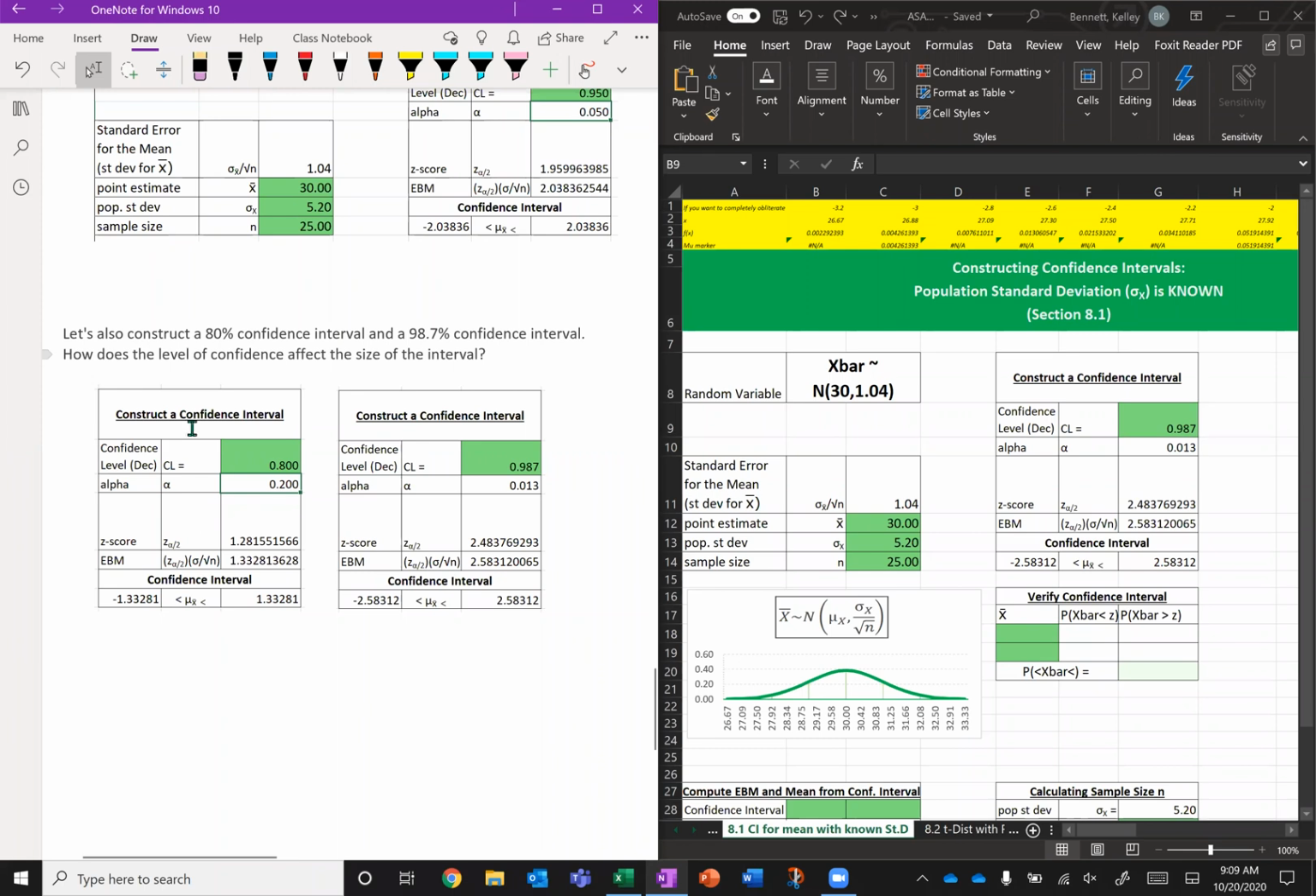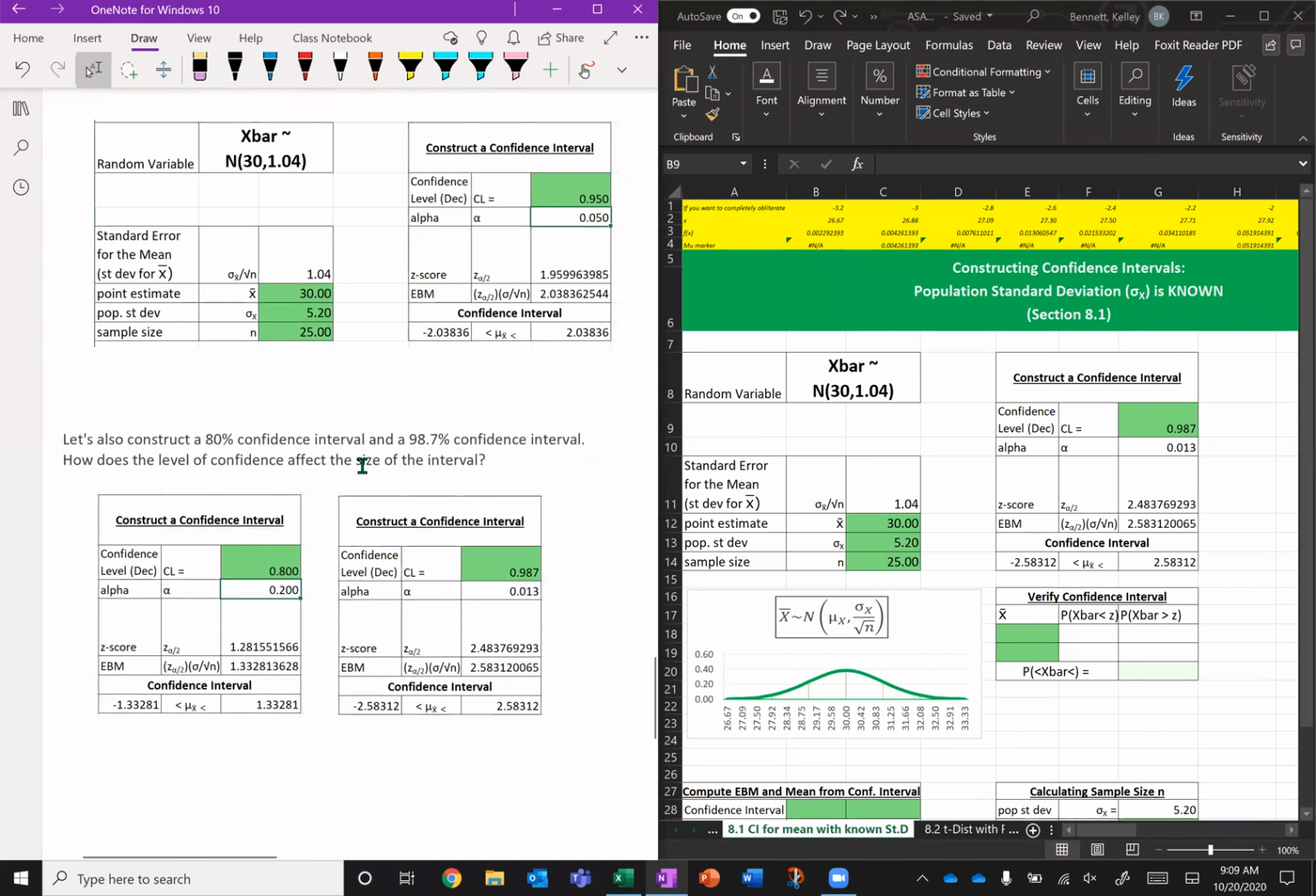So now we're asked, how does the level of confidence affect the size of the interval? Looking at all these three, remember that what really affects the size of the interval is the margin of error, right? How far left and how far right can we go? The margin of error is the product of two numbers. It's your z-score, which is determined directly by your confidence level. So that's how your confidence affects your margin of error.